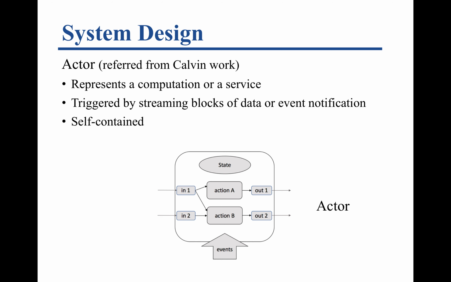So in our design, the streaming application is decomposed into a series of independent actors, which is referred from Kelvin's work. An actor represents a computation or a service that can only communicate with others by passing data messages by port. Actors can only be triggered by streaming blocks of data or event notification. And also, each actor is self-contained and can hide its internal state from the rest of the application.